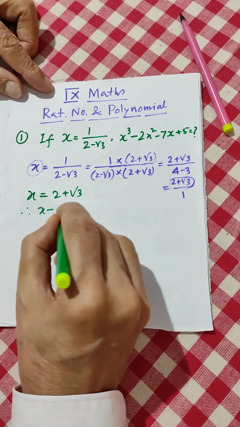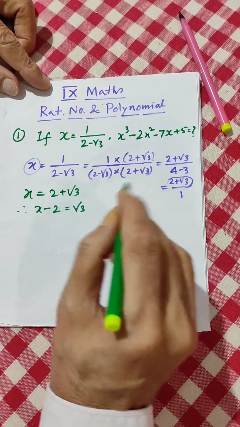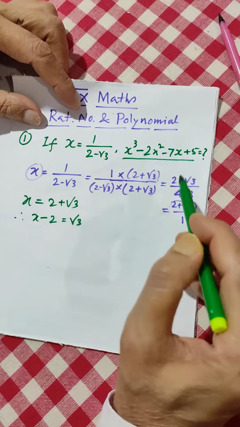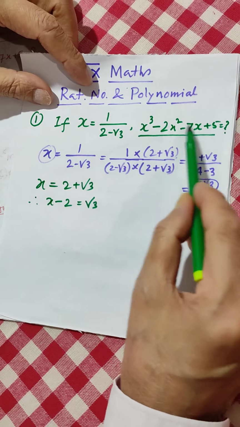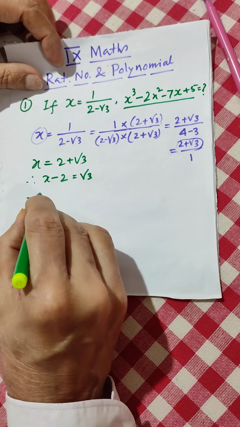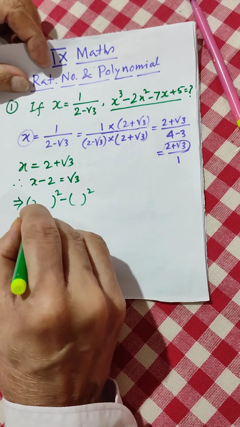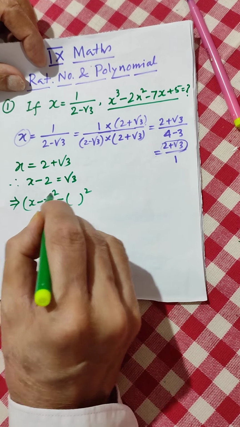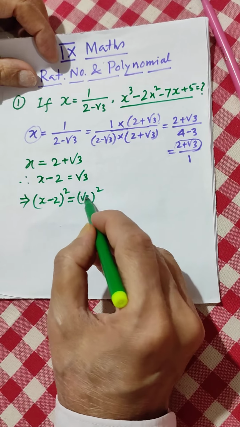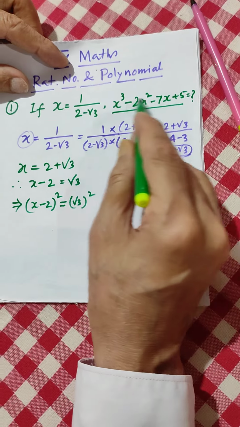Therefore, x minus 2, so note the method. Bring this to the left side. x minus 2 equals root 3. Now you see, we have to find the value of this expression, and there is no surd, no irrational number in it. But this root 3 is irrational, so we must remove it. How will you remove it? By squaring both sides. If you square both sides, the left hand side will be x minus 2 whole square, and the right side will be root 3 whole square. Root 3 whole square is 3, so the surd will go and the irrational number will be removed.